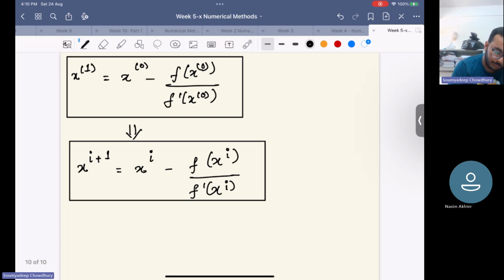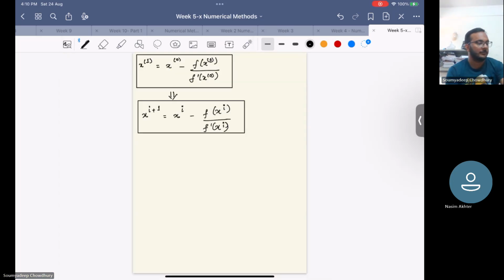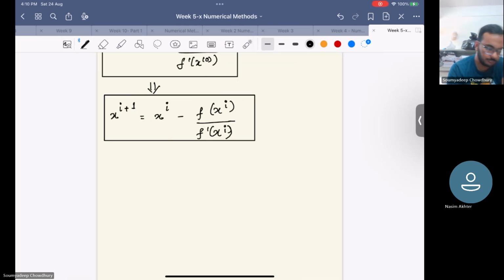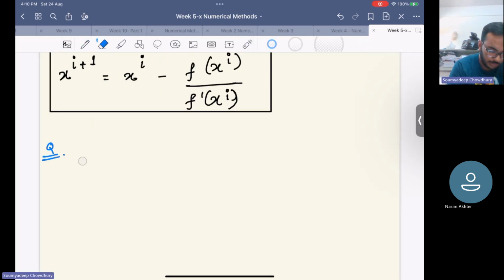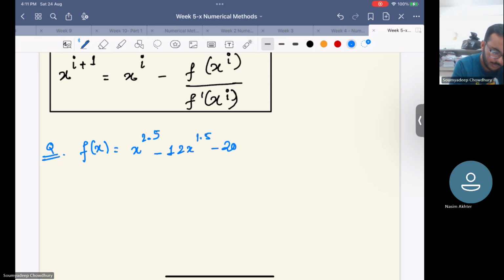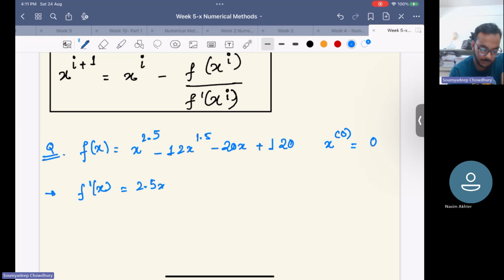So first we'll try to solve a problem using the Newton-Raphson technique. So here f of x is x to the power 2.5 minus 12x to the power 1.5. So you have to find the solution of this equation using Newton-Raphson, where initial guess x0 is given as 0. So first step we will do. First, for Newton-Raphson method, you find the derivative of the function. So it is 2.5 x to the power 1.5, 18 x to the power 0.5 minus 20. Right?